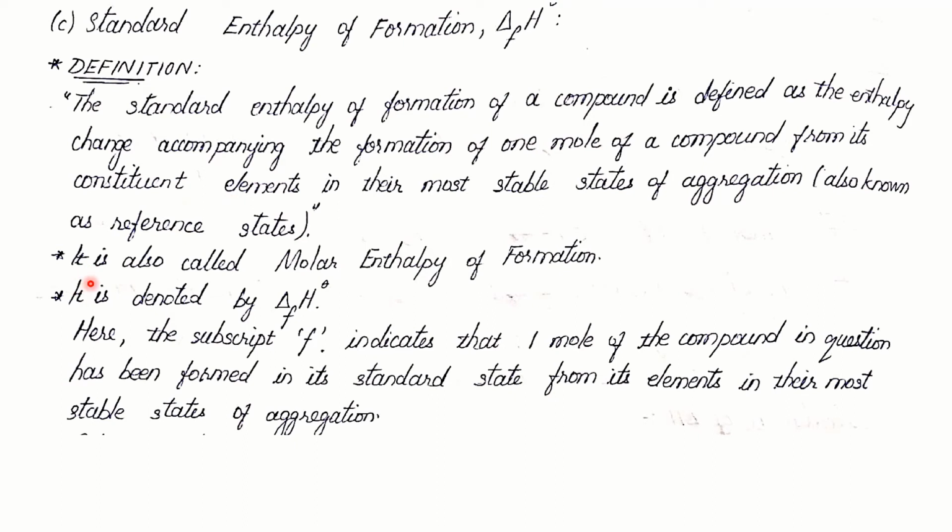And the standard enthalpy of formation is also called molar enthalpy of formation. Why? Since 1 mole of a compound is formed from its constituent elements, which are in their pure states, we call standard enthalpy of formation as molar enthalpy of formation. And what about the constituent elements from which 1 mole of compound is formed? All the constituent elements are in their most stable states of aggregation when we are talking about standard enthalpy of formation. Clear? So here the most stable states of aggregation are also known as reference states.